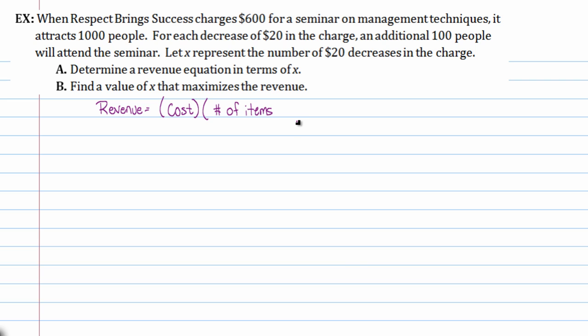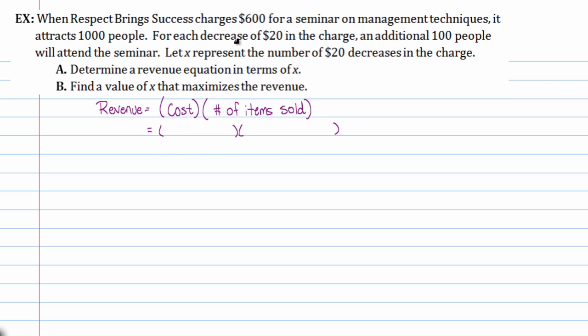And in this case, the cost would be the cost to the customer, because that's what they're paying me. And the number of items sold would be the number of people going. So let's see. This is how you build these. They're actually not bad once you get used to them.